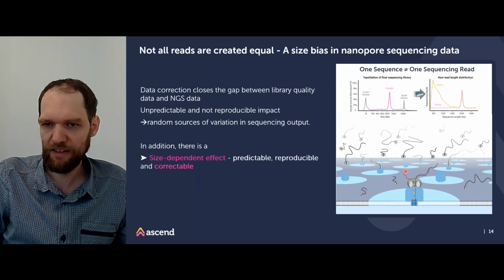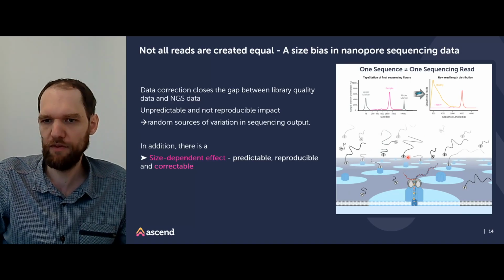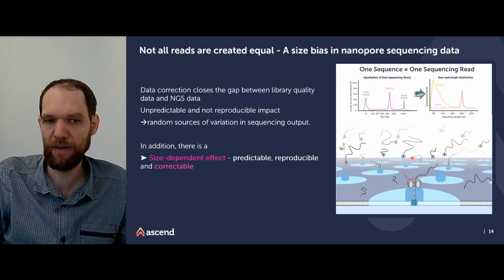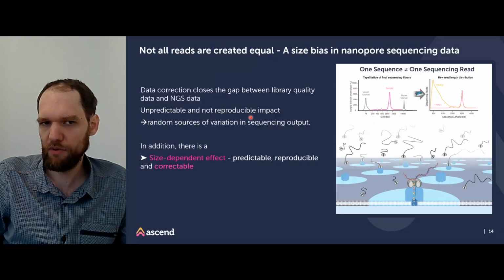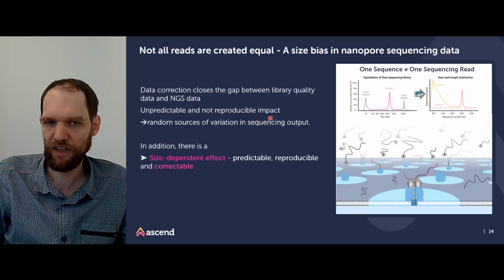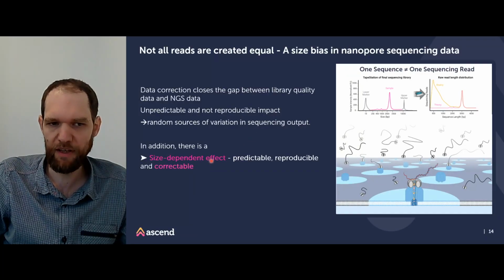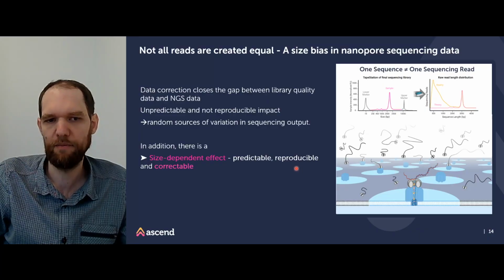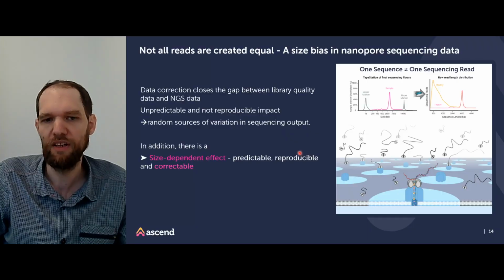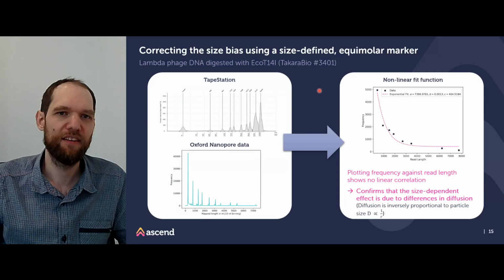And which reads are sequenced is largely dependent on how fast they are actually moving, so on their diffusion speed. And this, of course, is dependent on their size. So this means next to unpredictable and not reproducible variations in the sequencing output from run to run, from flow cell to flow cell, we also have a size-dependent effect that is predictable and reproducible. We see it always the same. And if we have these two things, that something is predictable and reproducible, it becomes correctable. So how can we now correct our size-dependent effect?